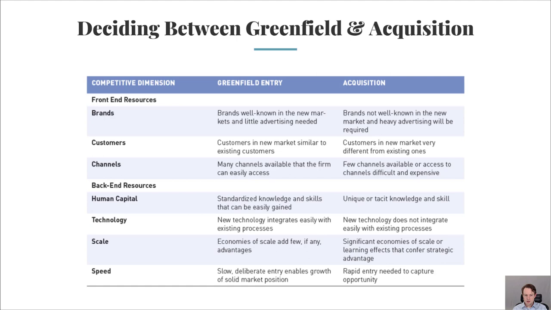If there are not economies of scale or learning advantages, greenfield can make sense. If there are significant learning effects or economies of scale, acquiring a firm that has already moved up the learning curve can be very useful. And then if there is some need for speed, so if you want to enter rapidly to capture a market opportunity or get a lot more market share off the bat to reach some critical mass, which can be important in network-type products, like social networks, where if you don't have enough customers, your product is useless, acquisition can make a lot of sense.